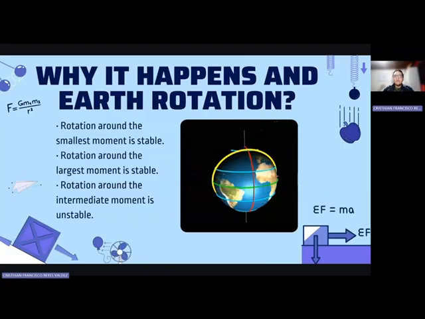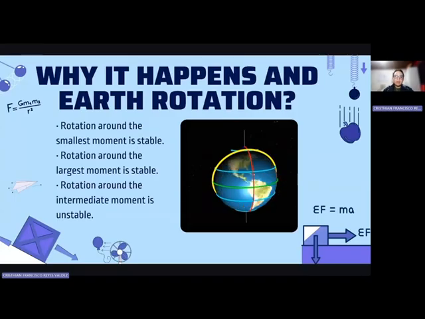This happens because of the intermediate axis theorem. In class, we learned that when a rigid body has 3 different principal moments of inertia, rotation around the axis with the intermediate moment of inertia is unstable. A small disturbance during the motion grows and makes the body flip.